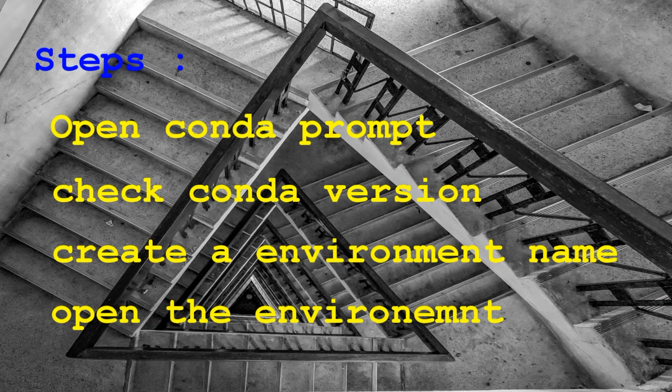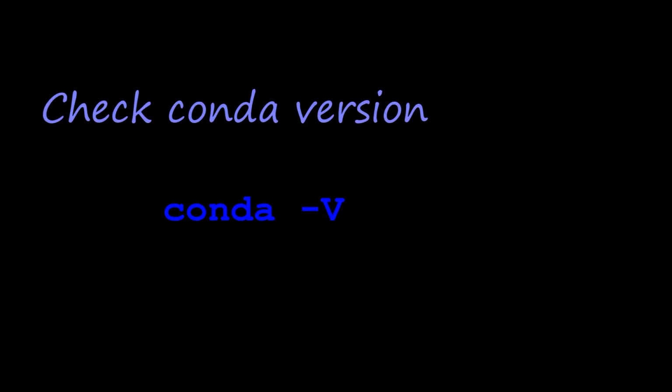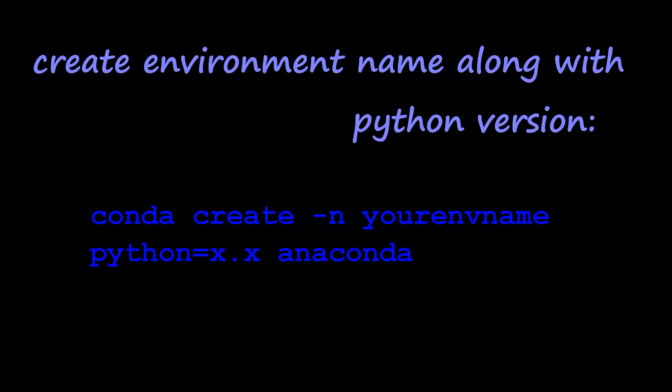There are barely 3 steps needed to create an environment. First open the Anaconda command prompt, then check the Conda version, then give the environment name along with which Python version you intend to use. We are using Python 3.7, and then it will ask for some mandatory packages to download. Give yes to download. After creation of the environment, we have to check whether we created it or not.